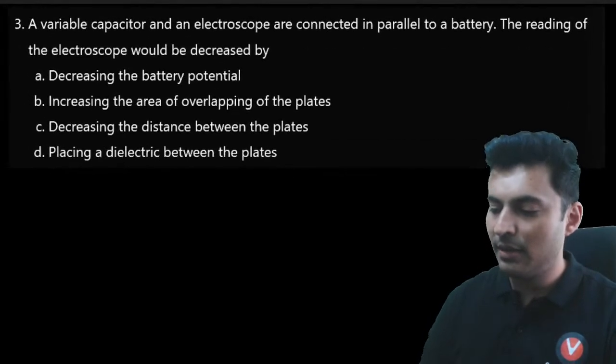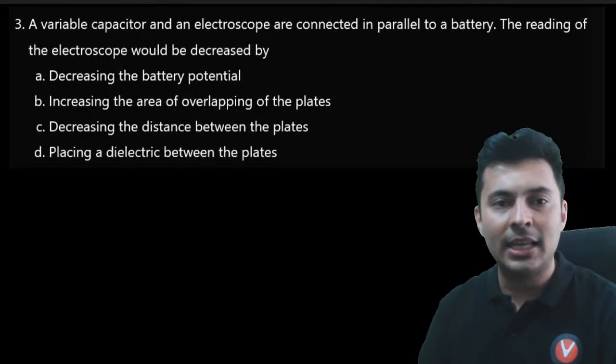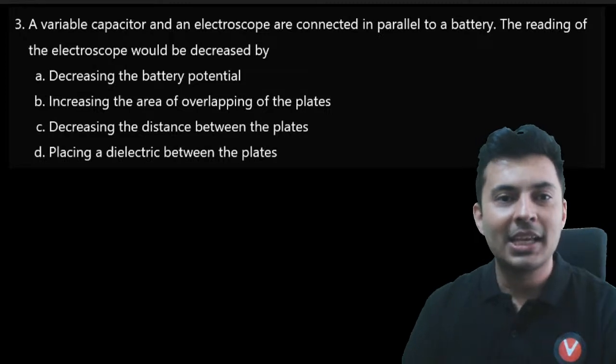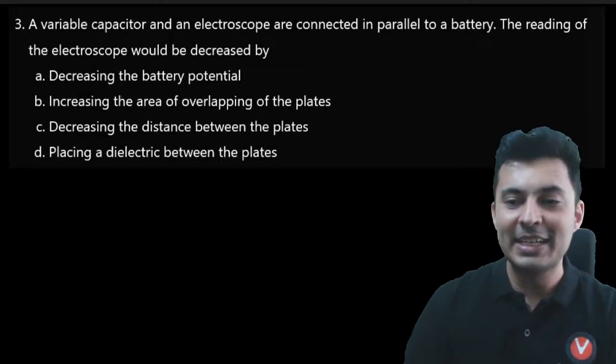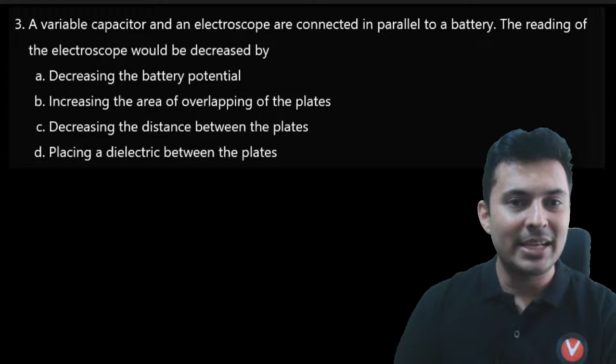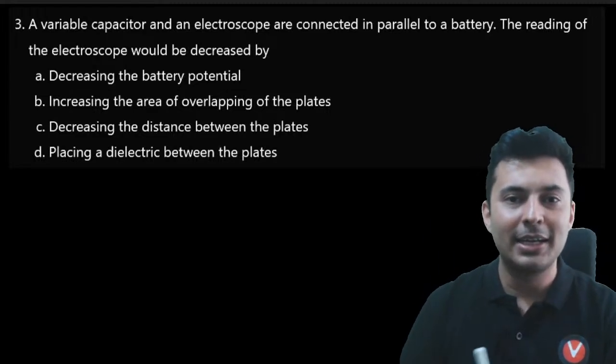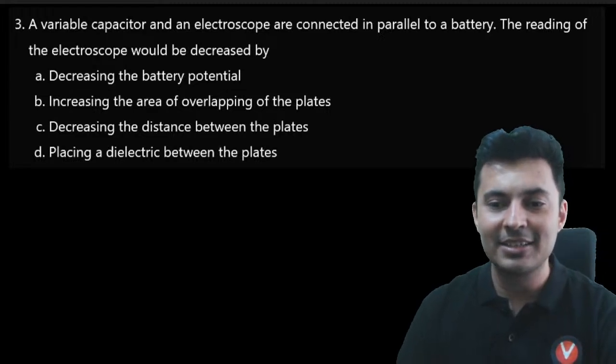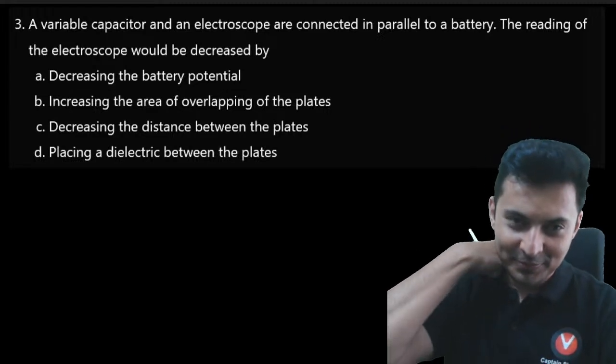A variable capacitor and an electroscope are connected in parallel to a battery. The reading of the electroscope will be decreased by.